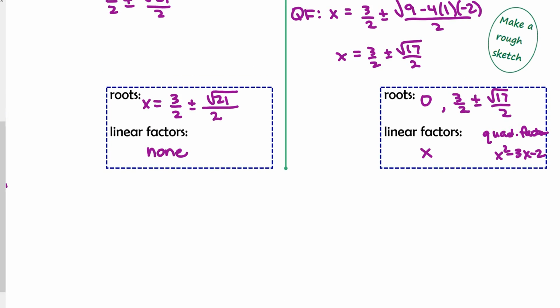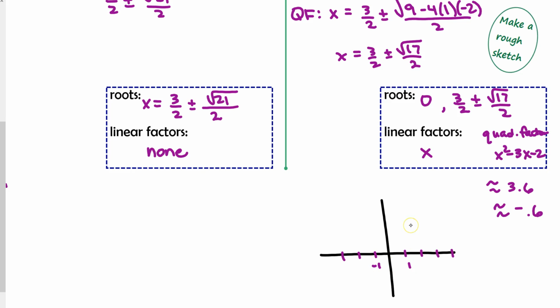And so what we want to do for a rough sketch, and this is really quite rough, we want to approximate where those x-intercepts are. So let's find the approximate values of those numbers. 3/2 plus square root 17 over 2 is approximately 3.6, and 3/2 minus square root 17 over 2 is approximately negative 0.6. So we'll just go by ones. And then we can plot these roots, these x-intercepts.